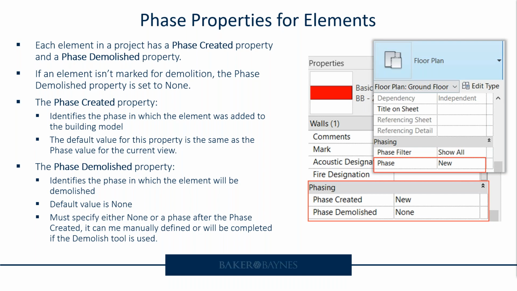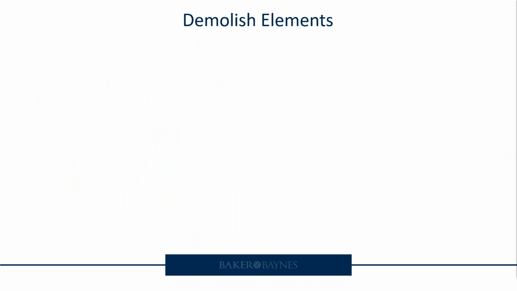So for instance, looking at this image, in other words, straightforward phase demolished, if it was created in new, there's no other phase later than new. So if you set it to new, it will create a temporary element, and that is something that I will show to you a bit later on. But just talking about demolishing elements, so how do we do that?